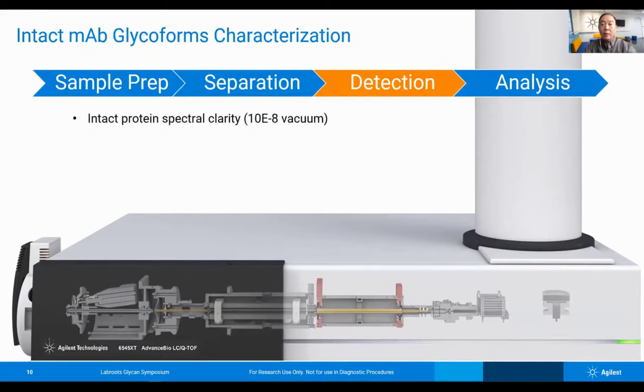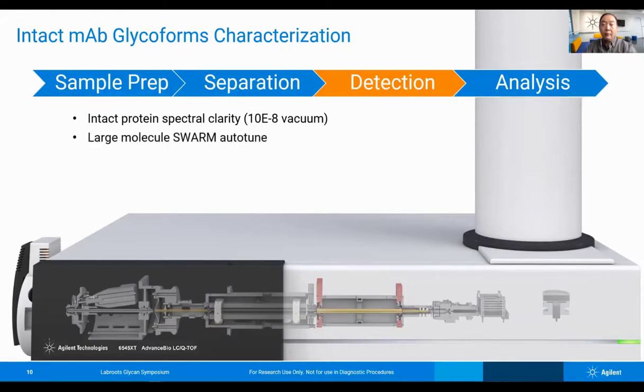The intact protein data quality that is produced by the 6545XT is incredibly detailed and accurate. This is due to the improvement of the vacuum design and reduced flight tube pressures, almost an order of magnitude better than other time of flight systems.